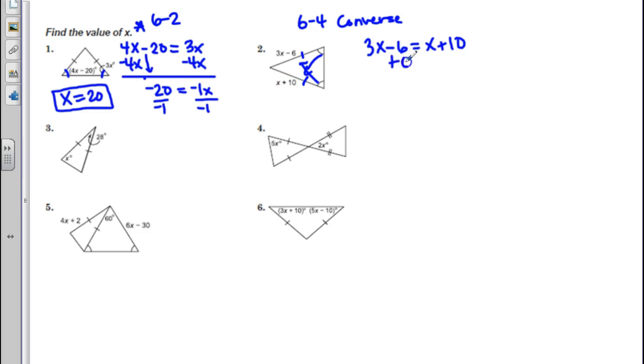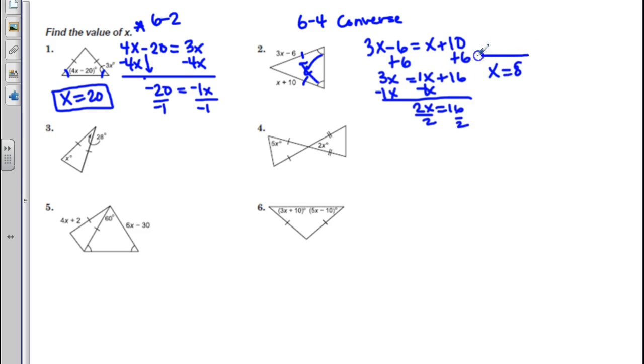All right, so I'm going to move the number over. It doesn't matter if you move numbers or the variables first. So I have 3x equals x plus 16. I'm going to subtract x. If you want to slide a 1 in front, you can. Subtract 1x from both sides. So 2x equals 16. Last step would be divide by 2. So I see that x is equal to 8.